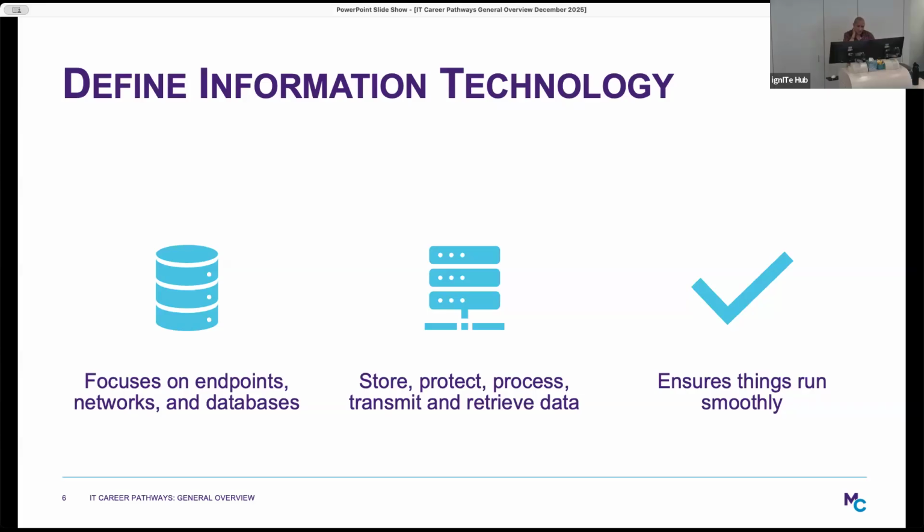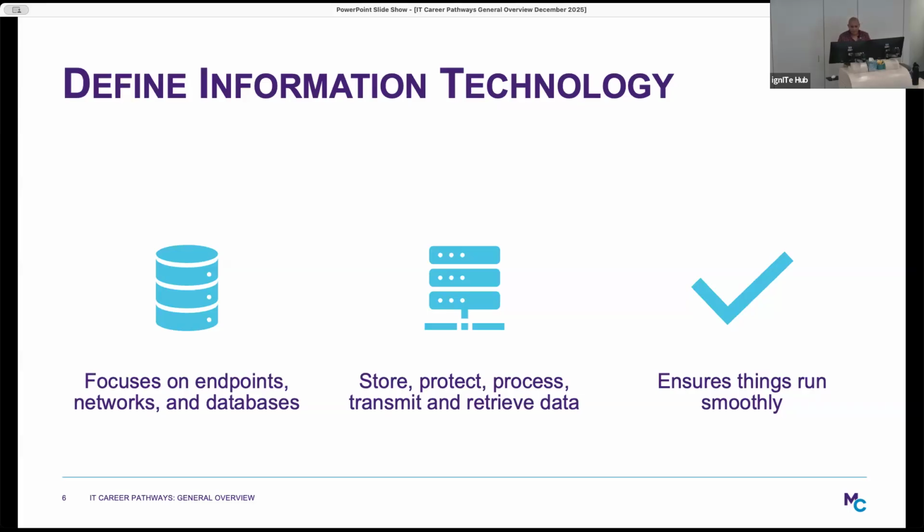Databases, we're just talking about data in general. And data is in reality the most valuable asset for any organization. After their intellectual property, their data is the most valuable asset, and it needs to be protected and secured. So that goes into the second point: store, protect, process, transmit, and retrieve data.